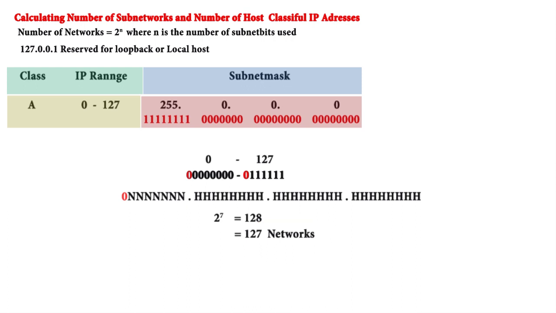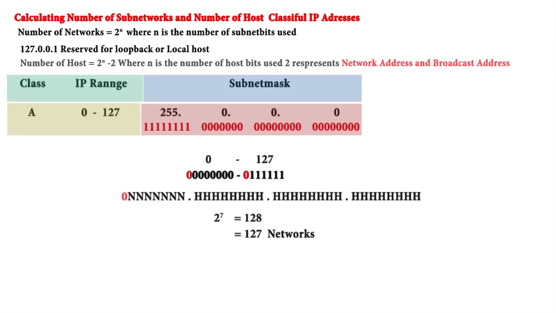To calculate the number of hosts, we go by the formula 2 exponent n minus 2, where n is the number of host bits used and the 2 represents the network address and broadcast address. I will explain further how we get these 2 addresses later. When we count the host bits, we get 24, and using this formula, we get 16,777,214. So, for a Class A address we can create a total of 127 networks, with each network having 16,777,214 hosts.